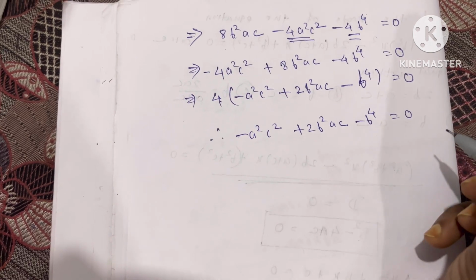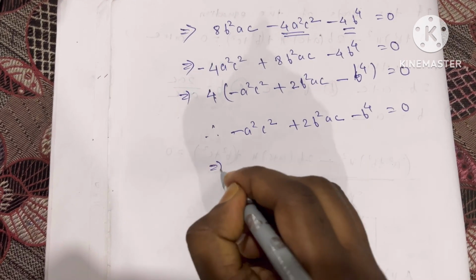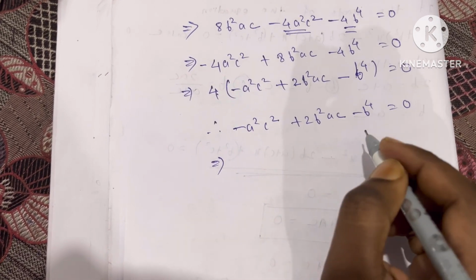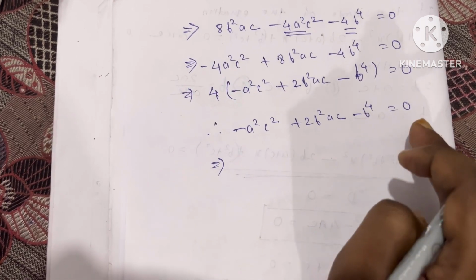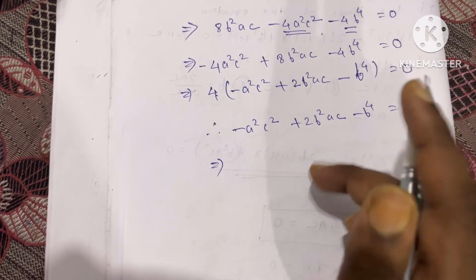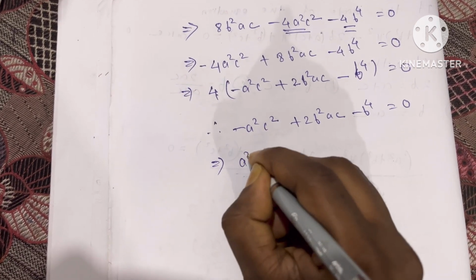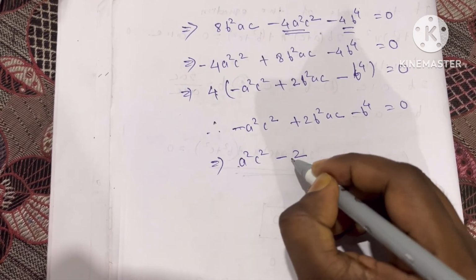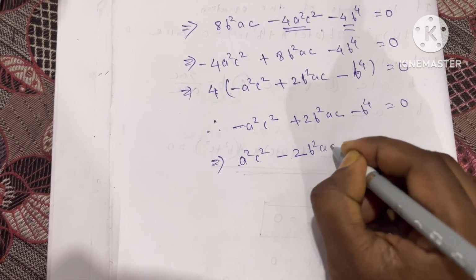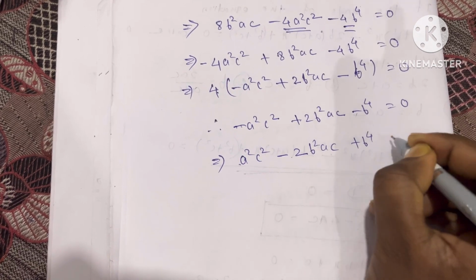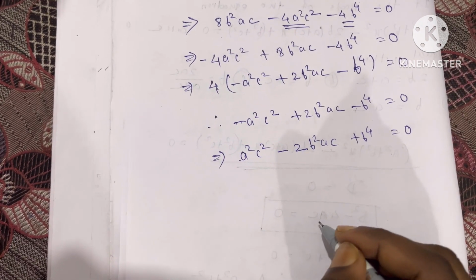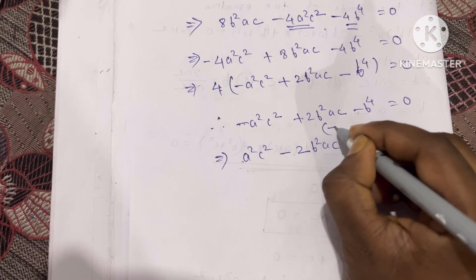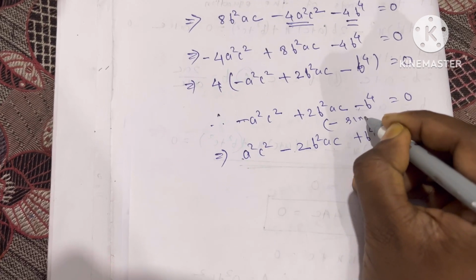Now you see, if you multiply both sides by minus sign, what answer will come? a square c square, minus 2b square ac, and plus b power 4 is equal to 0. So what I did, I just multiplied both sides by minus sign.